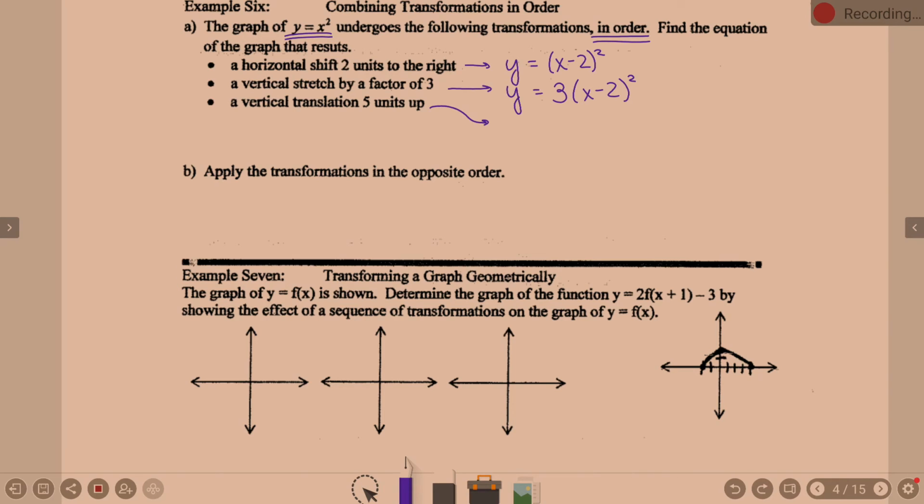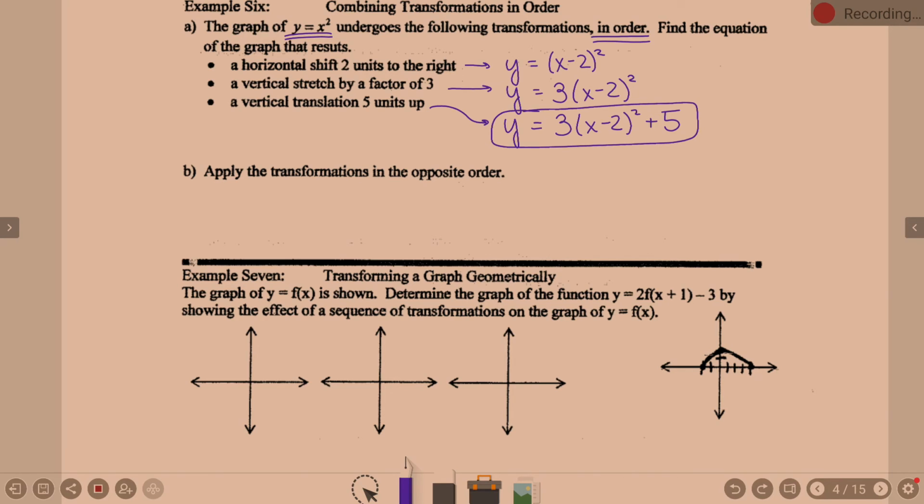And then a vertical translation, 5 units up. How do I show 5 units up? Adding. And where do we add this 5? Just to the end. Remember there's an h and a k formula for that. There is, yep. It's in vertex form. And so your vertex is 2, 5.